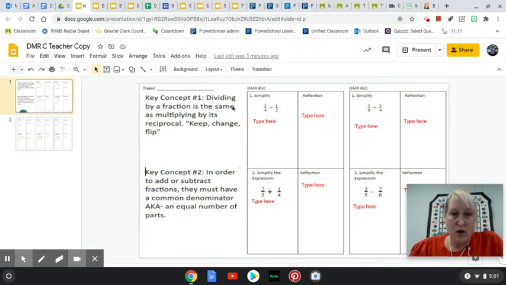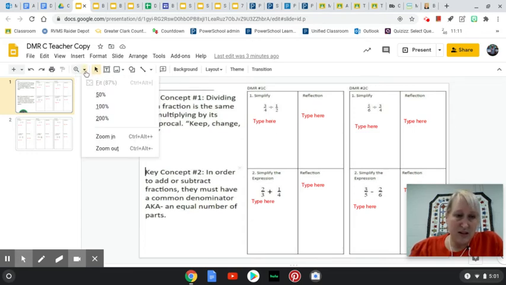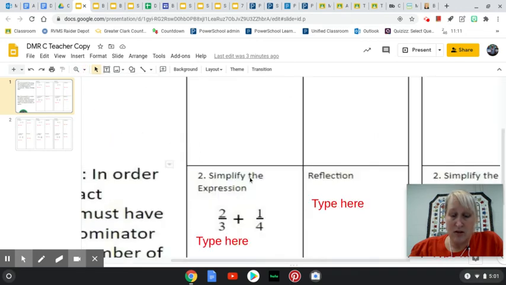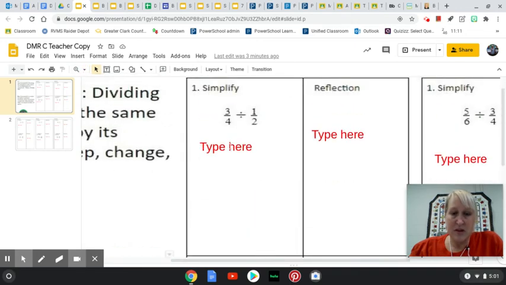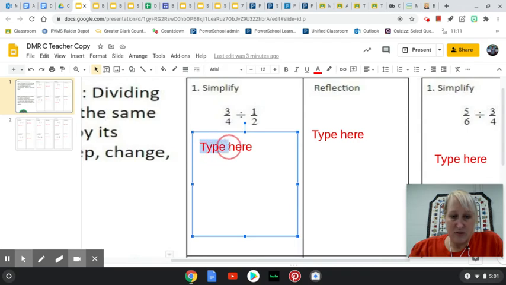So first thing I need to do is I need to be able to see what I'm working on. So I'm going to zoom this in, and we're going to talk about how to type these fractions because they're a little bit harder than usual. So the problem is 3/4 divided by 1/2.